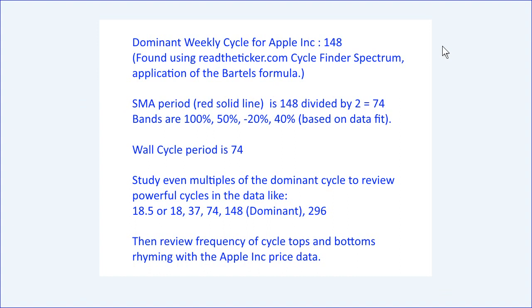We'll apply a fixed wall cycle at 74, which is the same period as the simple moving average. Once again, the 74 period came from dividing the dominant cycle of 148 by 2. And when you do your study on cycles, you take the dominant cycle and you find even multiples of it. Divide it by 2, divide it by 3, divide it by 4, what have you. Multiply it by 2 and see how they fit on the chart. Then you just review the chart for tops and bottoms to see how well it fits with the cycle and how useful it is. That's all there is to it. Okay, let's go on to the example.